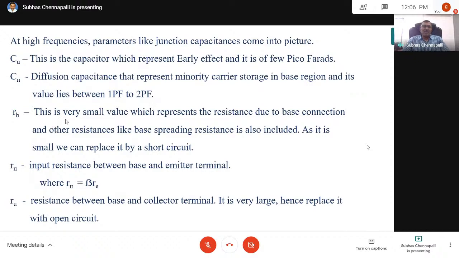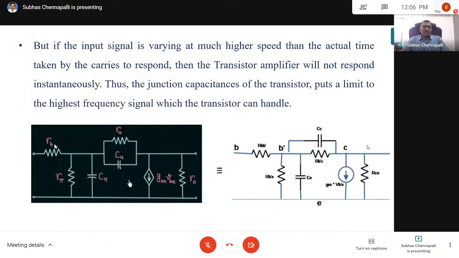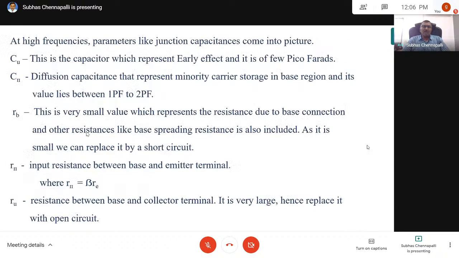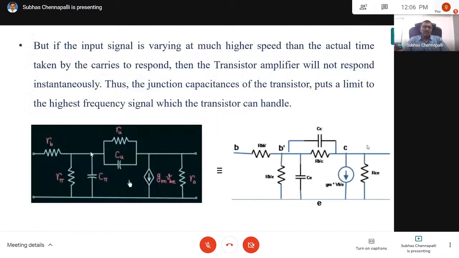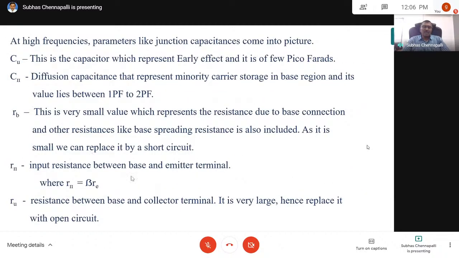Then RP, this is this one, a small value which represents resistance due to base connection, and other resistance like base spreading resistance is also included here. As it is small, we can replace it by a short circuit, otherwise you can retain it and calculate it. Then R pi. R pi is the input resistance between base and emitter terminal.